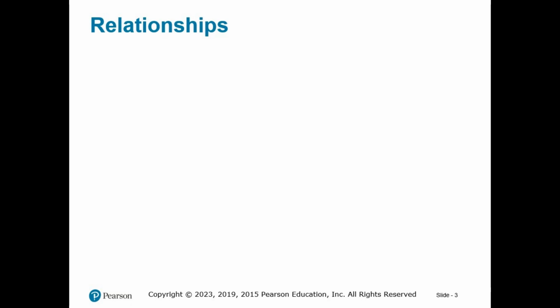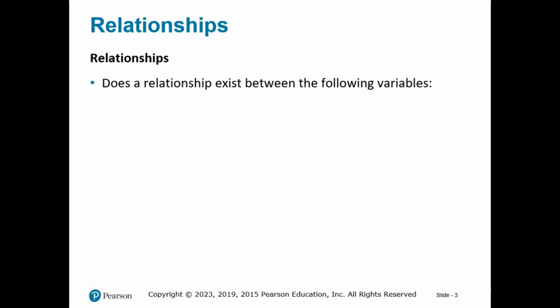Let's warm up a bit with the idea of relationships. I want you to think about the following variables, and I want you to think about whether a relationship exists between the two variables. Here are the two variables, SAT scores and college GPAs. Pause the video for a moment and think about that. Is there a relationship between those variables? I would say there probably is a relationship between those two variables. People who score well on standardized tests tend to do well in higher education.